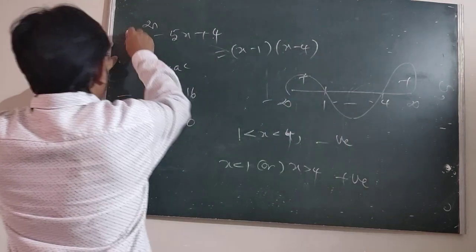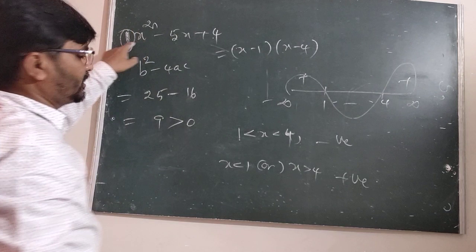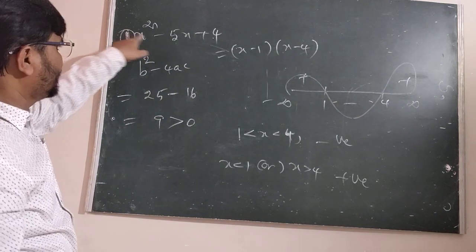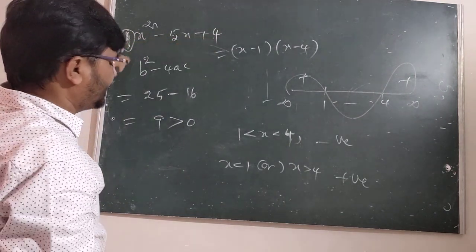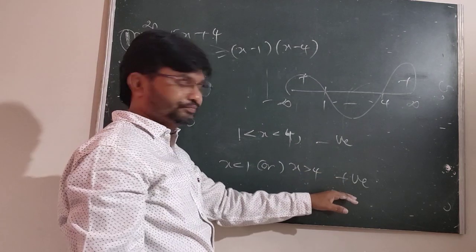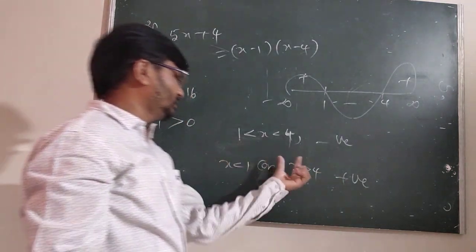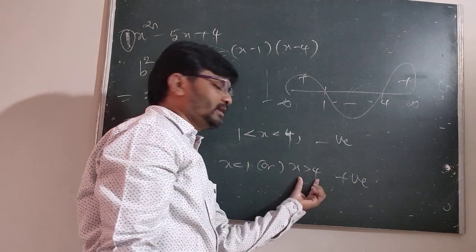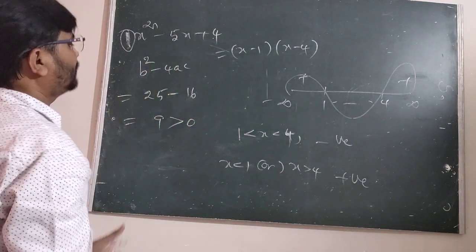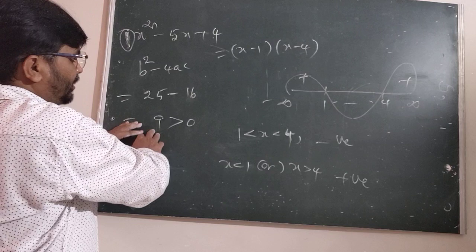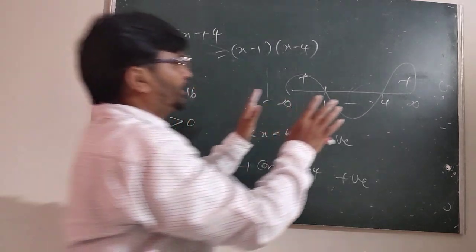Why? Because it depends on the coefficient of x square. The x square coefficient is positive. Then ax square plus bx plus c and a have the same sign. That means x less than alpha or x greater than beta. So in the case of distinct roots, we have to use only the wavy curve method.